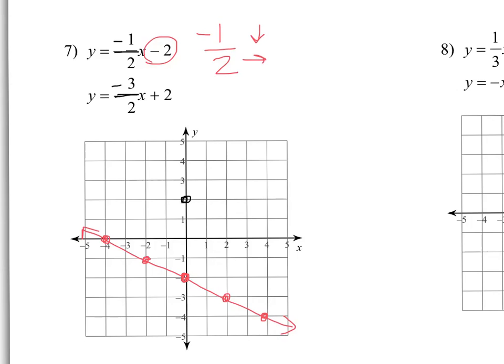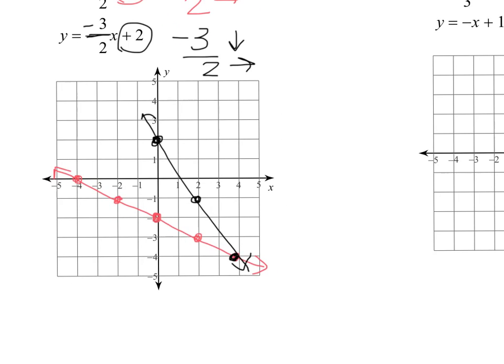My next intercept is at positive 2, and I have a slope of negative 3 over 2, which is down 3 to the right 2. When I connect, I notice where they meet. On my x-axis, I have to go over 1, 2, 3, 4. And on my y, I have to go down 2, 3, 4. So I have 4, negative 4.